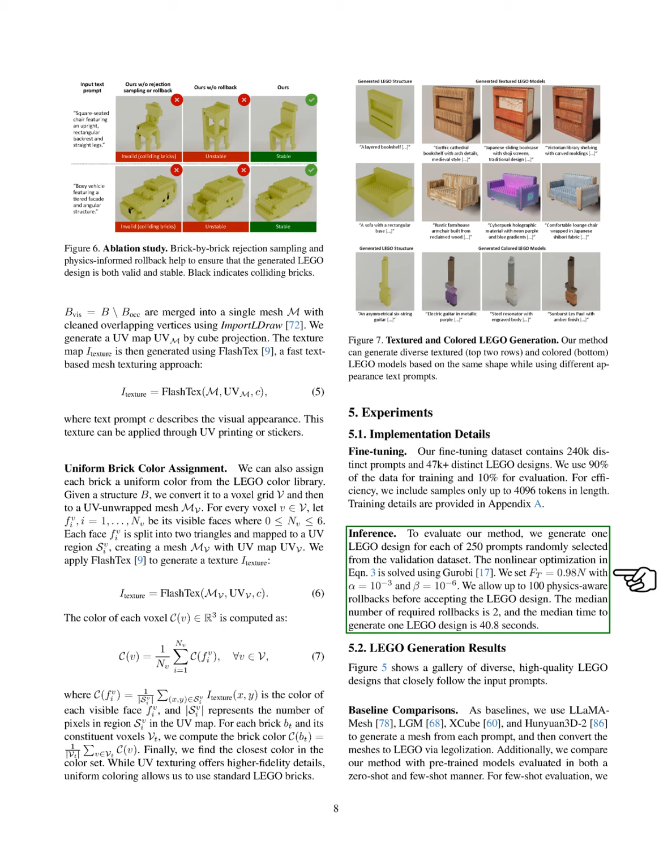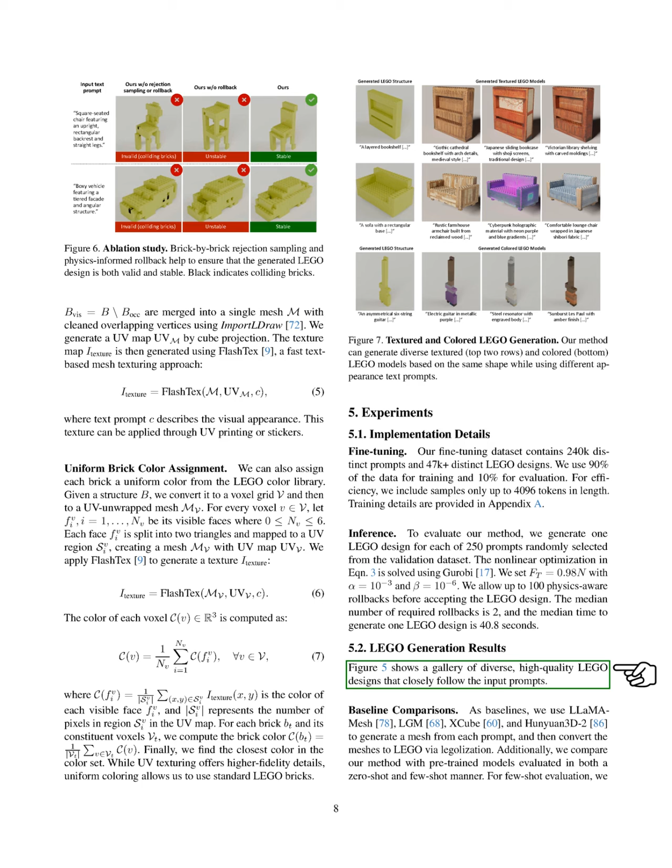For inference, we generate one LEGO design for each of 250 randomly chosen prompts from the validation dataset. We use LEGOGPT, setting specific parameters for our model. We allow up to 100 attempts to adjust the design based on physics before finalizing it. On average, we need to make 2 adjustments, and it takes about 40.8 seconds to create one LEGO design.